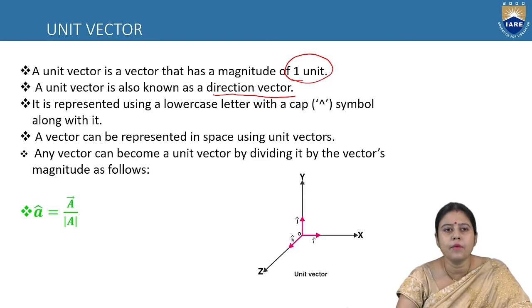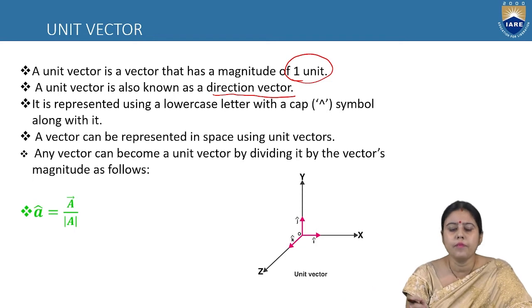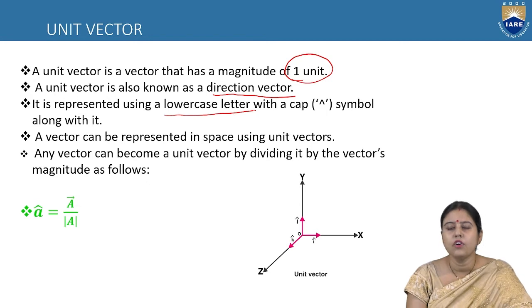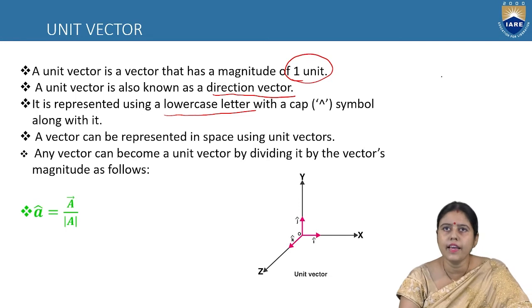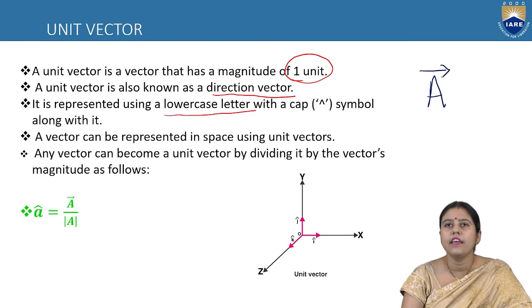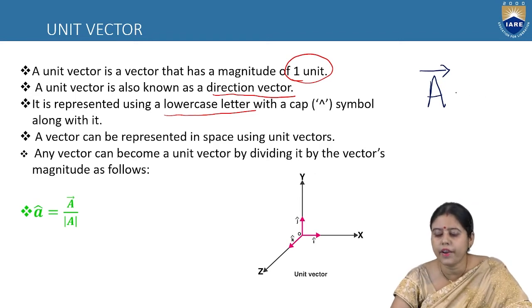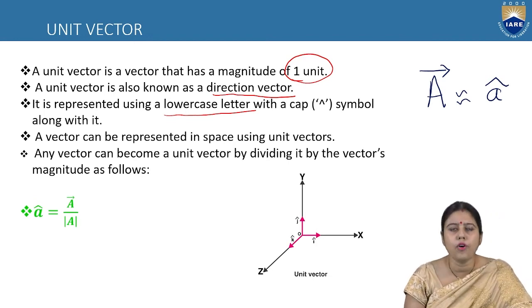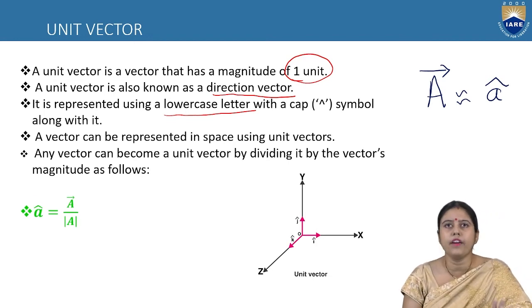How can we write a unit vector? Generally, a unit vector can be written with a lowercase letter with a cap symbol. What does it mean? Say we have a vector A. So this is a vector. If we want to write the unit vector of the A vector, we can write it as A hat, A cap. It will be in the small letter and there should be a cap or hat.